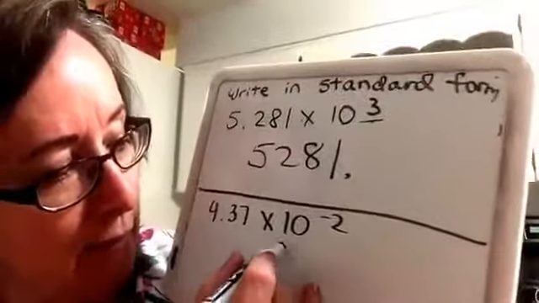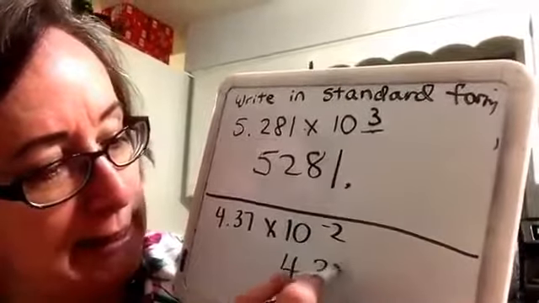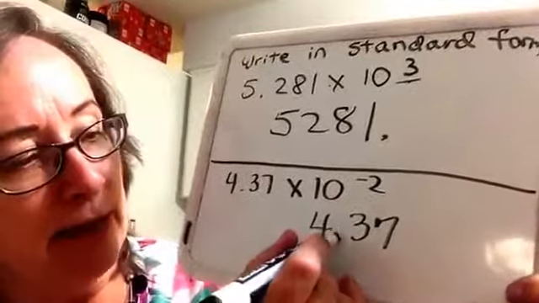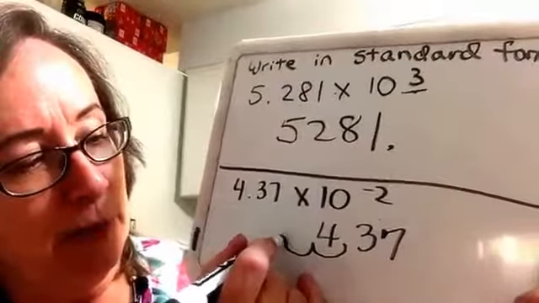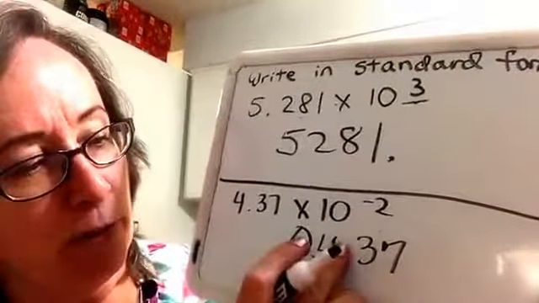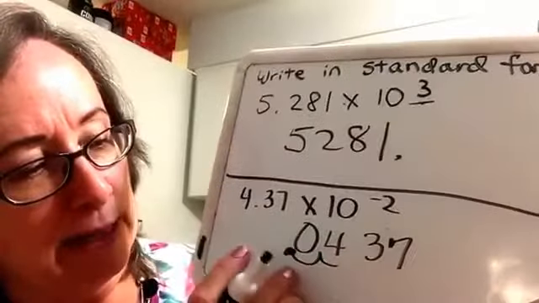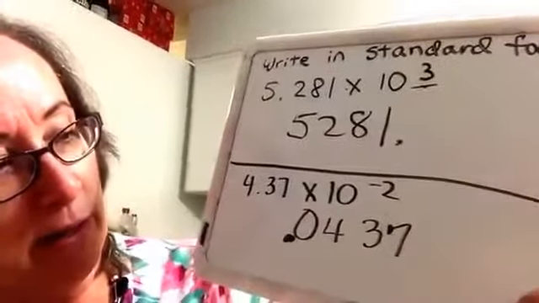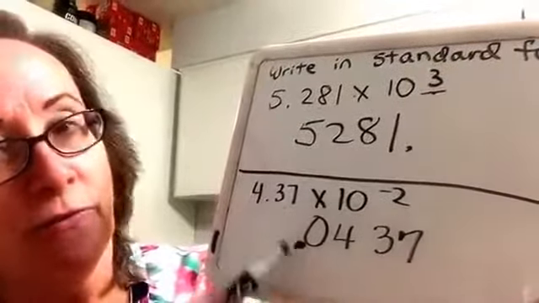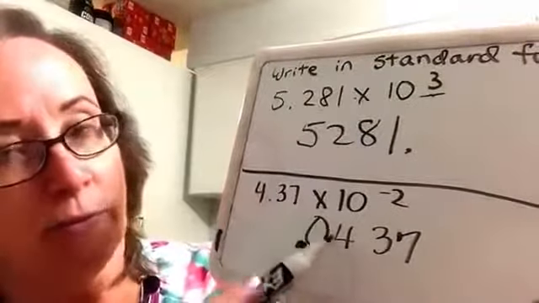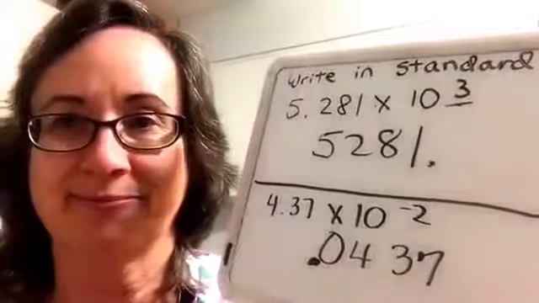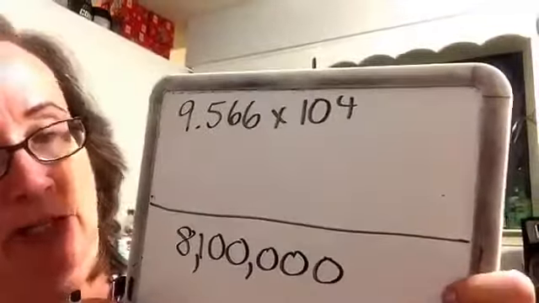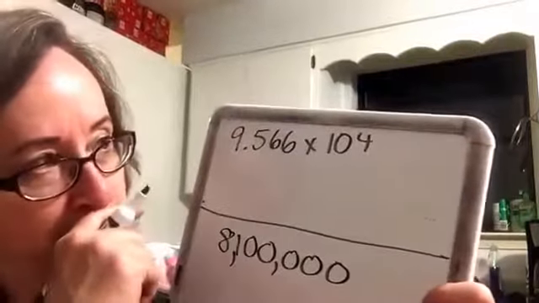So here we have a number 4.37. We're moving the decimal 2 places to the left to put it into our standard form. So we'll take the old decimal away, our little humps there. So the standard form of the number is 0.0437.